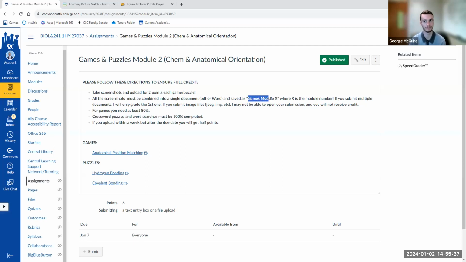And then similarly, please combine your screenshots of your completed page into one single document that you upload here. So you will upload games module 2 for this assignment. If you upload 3 different images of each of these games, I'm only going to look at the first one. Not because I'm lazy, it's just there is a lot of stuff to grade in this course, a lot of things to keep track of, and I don't think it's necessarily asking a lot to have you guys put it into one thing. So please help me out with that.